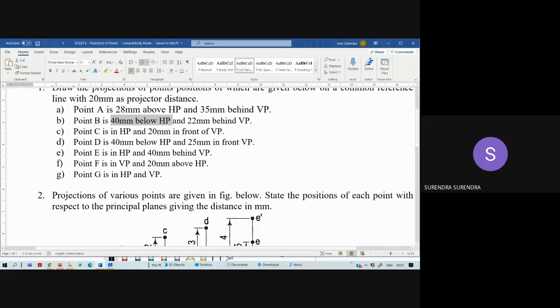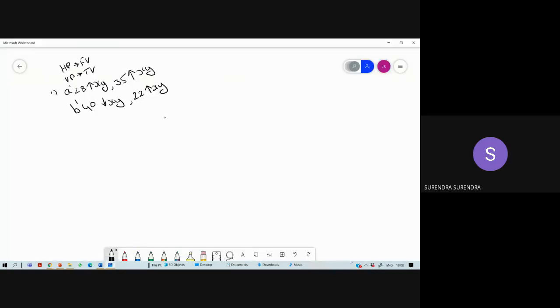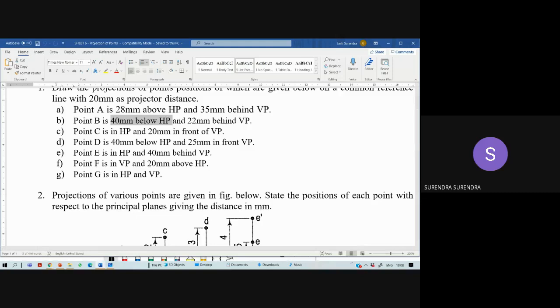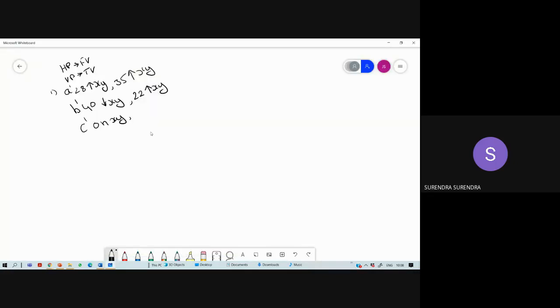Coming to point C, in HP means the distance from the horizontal plane is 0. It implies the front view exists on XY line. So C dash on XY line and 20 mm in front of VP. So in front of VP means the top view is below XY line. Just compare the 4 statements which are dictated in last class. In front of VP means below XY line. So it is 20 mm below XY line.